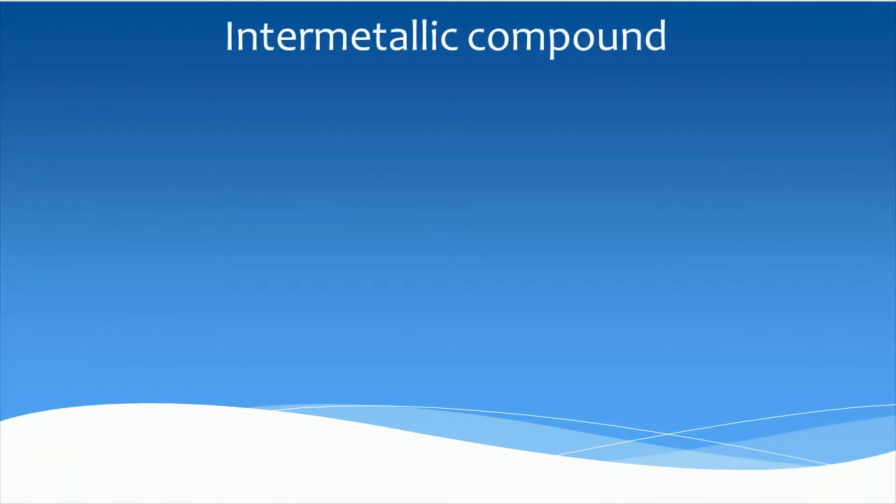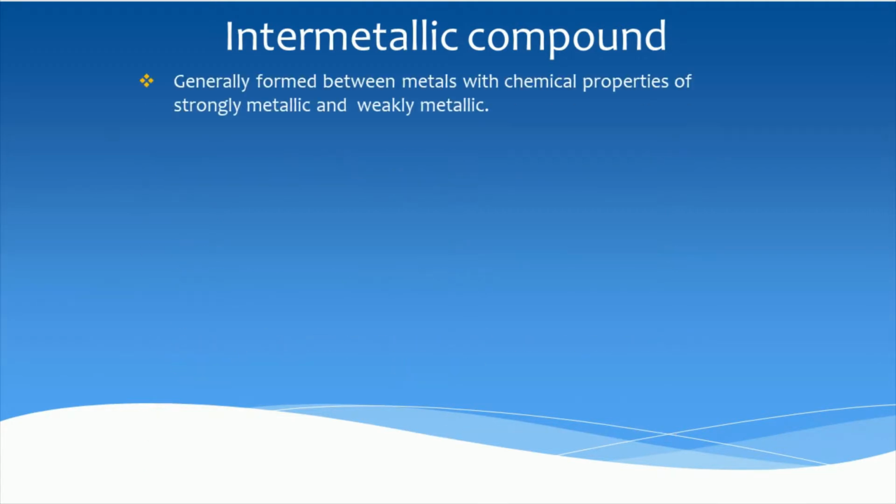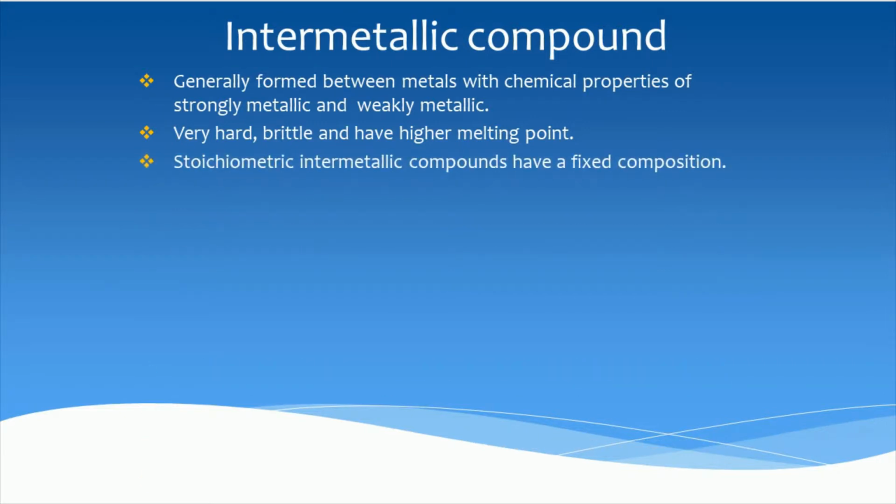Now, let us discuss the intermetallic compound that is present in the titanium carbide phase diagram. Intermetallic compounds are generally formed when one metal, titanium, has chemical properties which are strongly metallic and the other, carbon, has chemical properties which are only weakly metallic. As a result, it produces a new phase with its own composition, crystal structure, and properties. These intermetallic compounds are almost always very hard, brittle, and have a higher melting point. The higher melting point indicates the high strength of the chemical bond in the intermetallic compound.